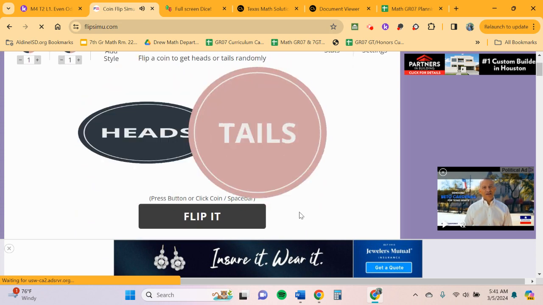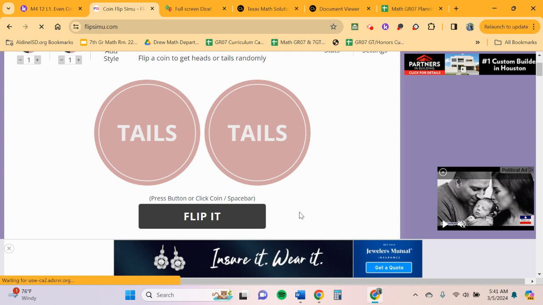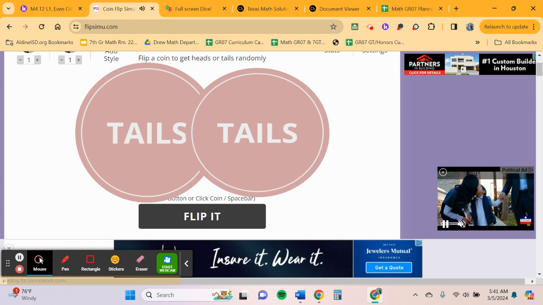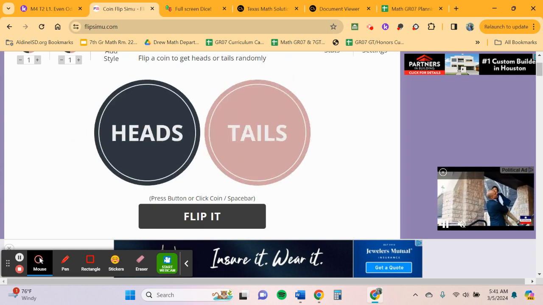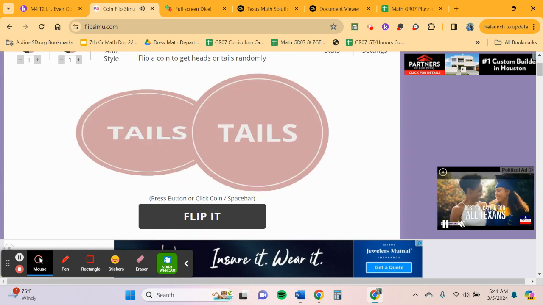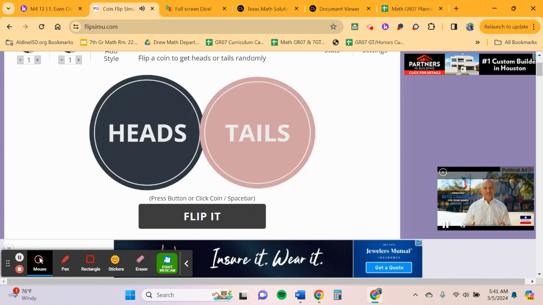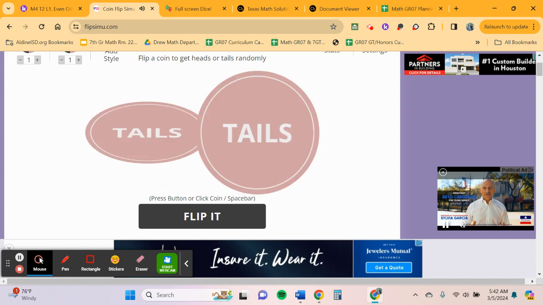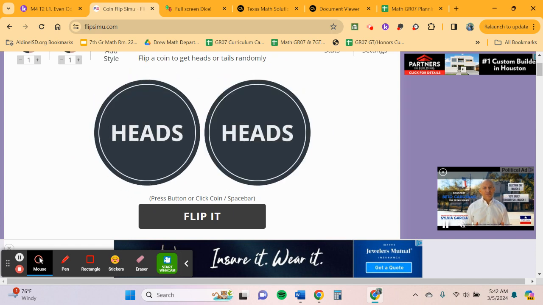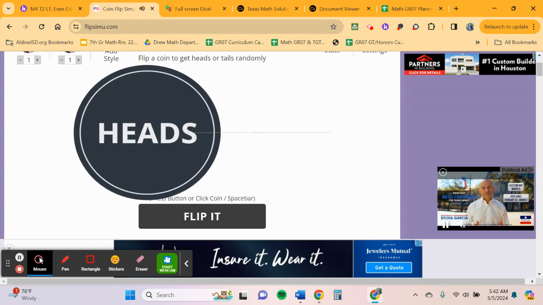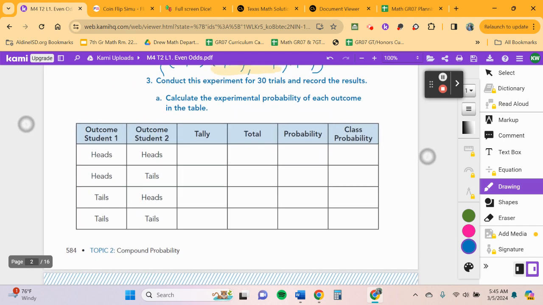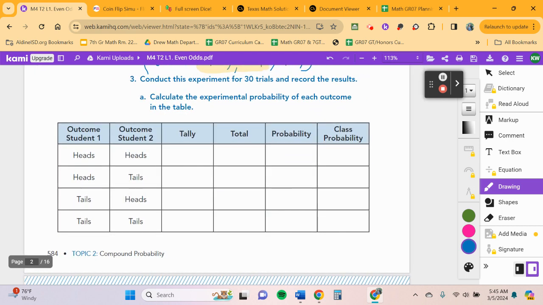I'm actually flipping coins. So I've got tails, heads, tails, heads. All right, I'm going to keep flipping. I will be back. Alrighty, I am done with the experiment. Now I'm going to put in my results.